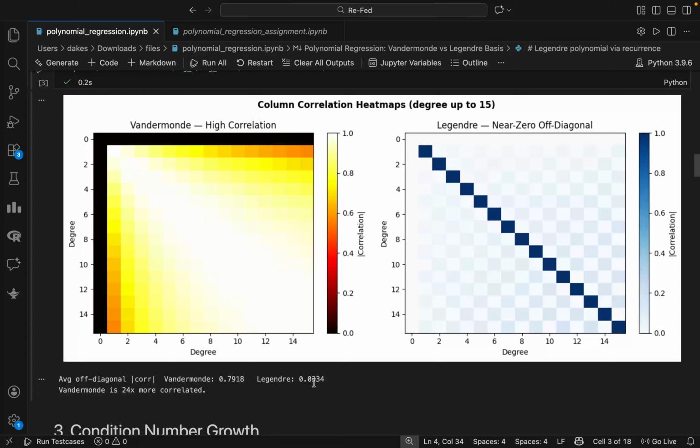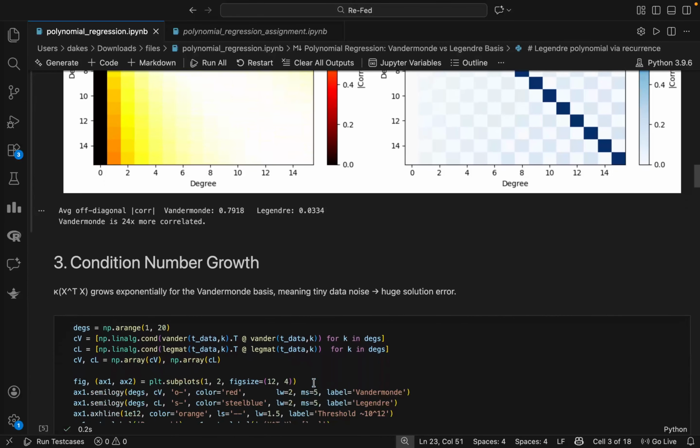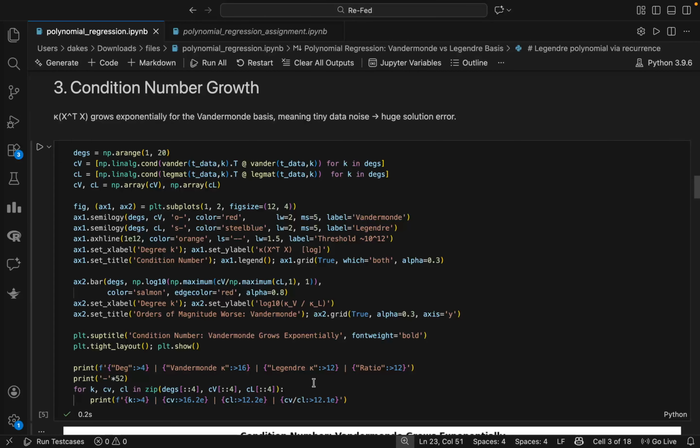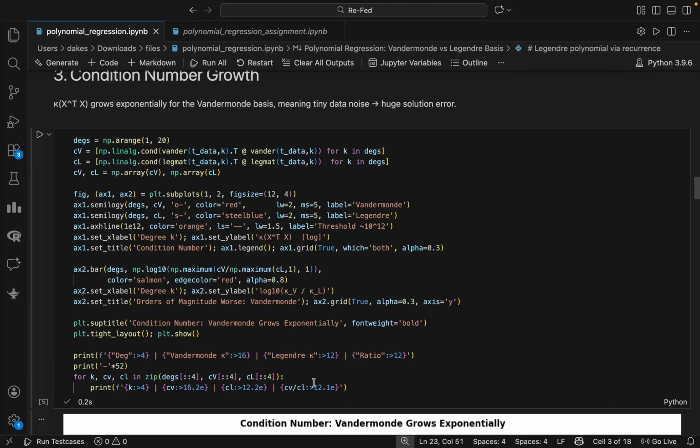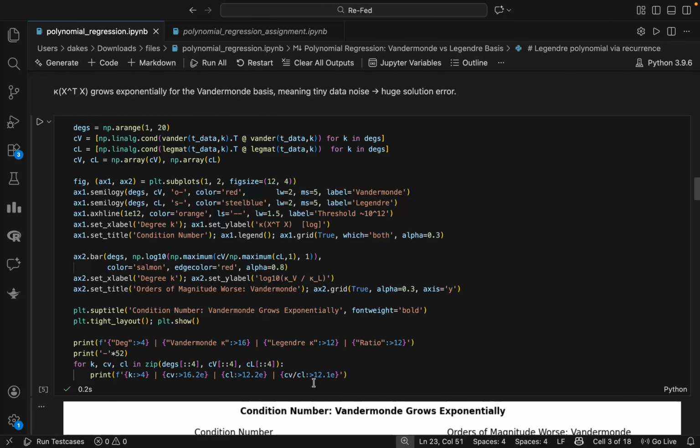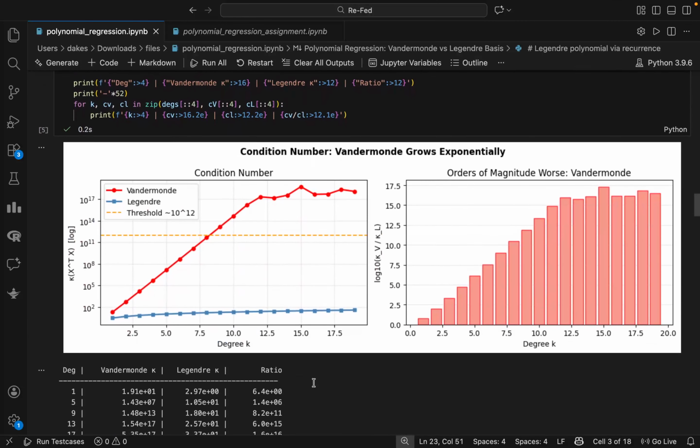Now we want to quantify this with the condition number kappa of X transpose X. Remember, in polynomial regression, we solve the normal equations X transpose X times a equals X transpose y, right? The condition number tells us how sensitive the solution is to small errors in the data. A condition number of 10 to the 12 or larger means we have essentially lost all numerical precision. Look at this log scale plot over here.